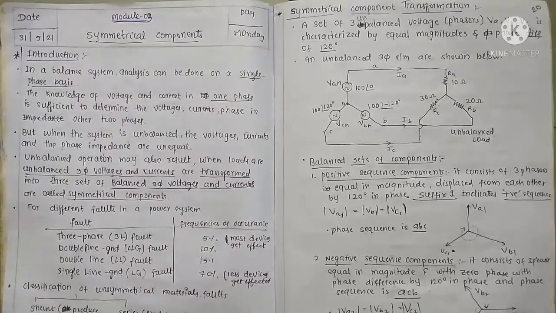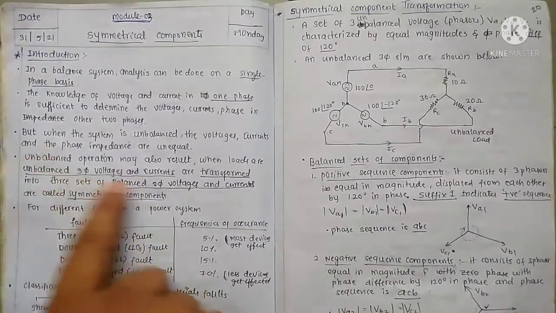For today's discussion, let us go through module 3, symmetrical components. Since we know that in the power system we have two types of faults, symmetrical faults and unsymmetrical faults. Symmetrical faults we already dealt with in module 2, and unsymmetrical faults we are going to deal with in module 4. Okay. Now what are symmetrical components exactly?